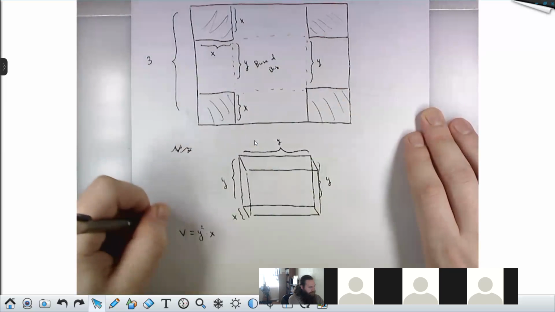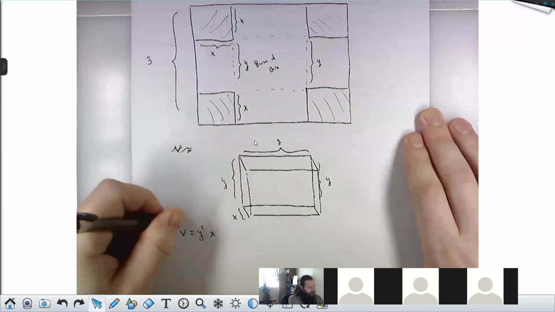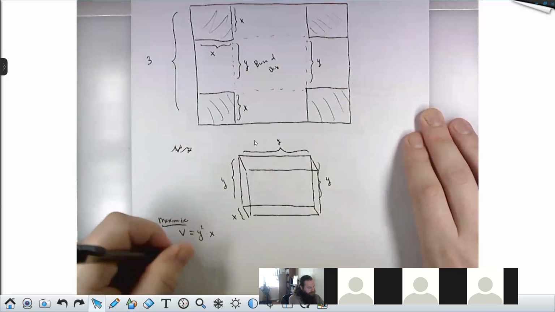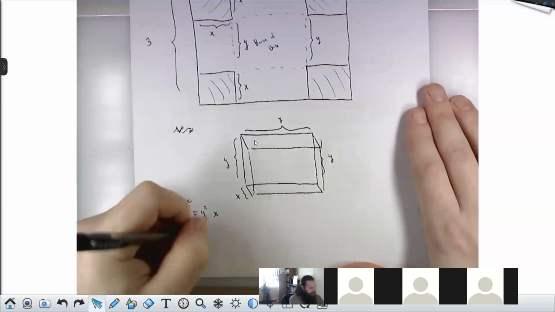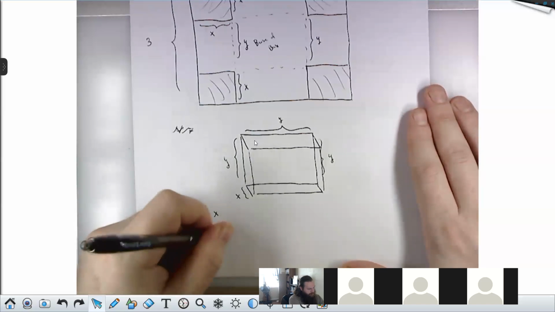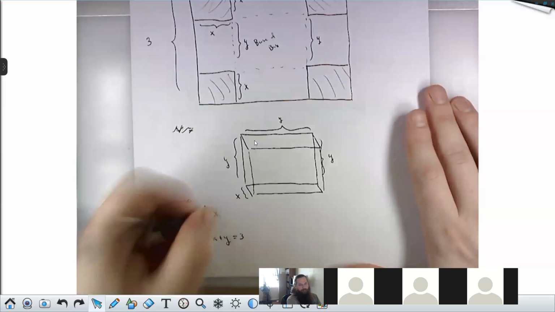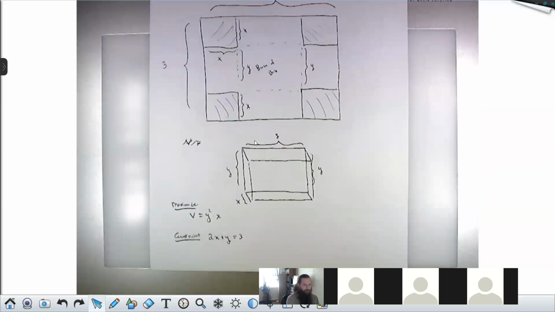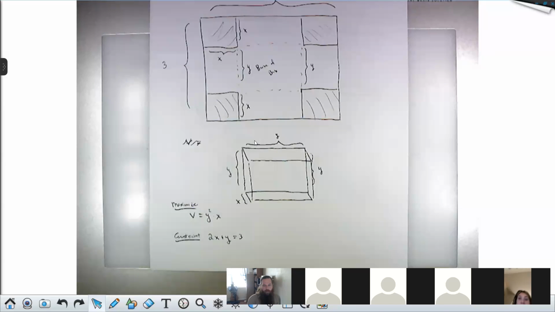So we want to maximize this with the constraint that 2x plus y is equal to 3. This is the setup. It's a little bit complicated, but this gets you to that place that we begin all these other problems with, where you have a function you want to maximize, and then a constraint which allows you to eliminate one of the variables.